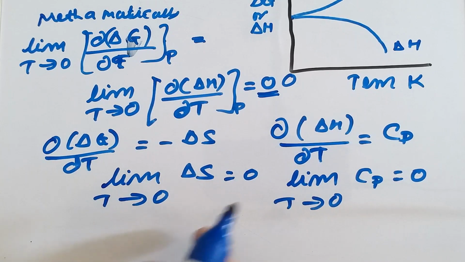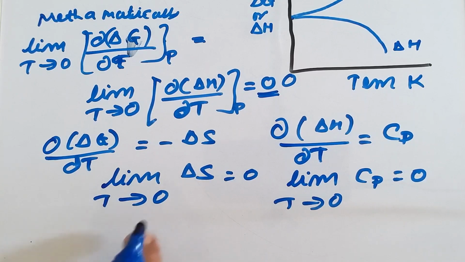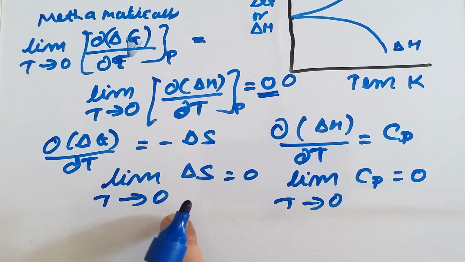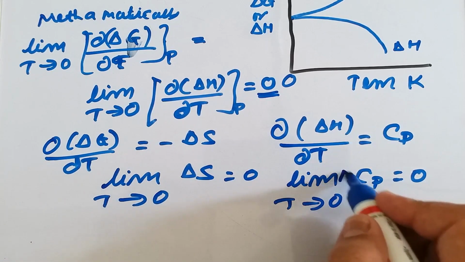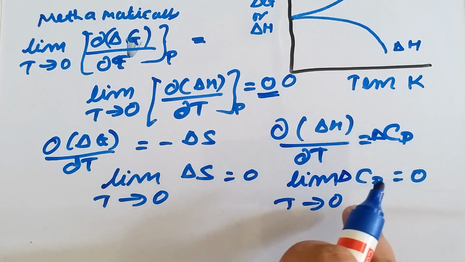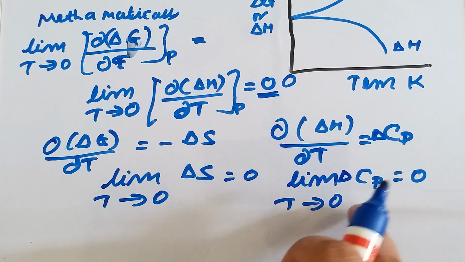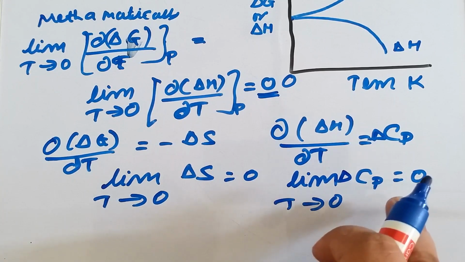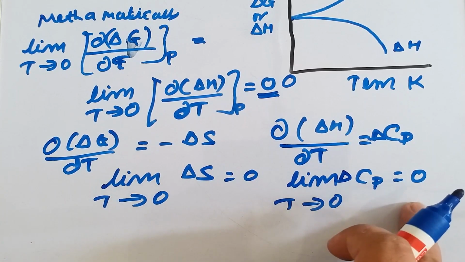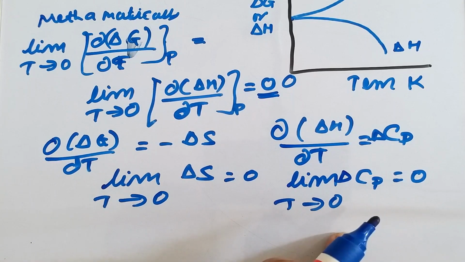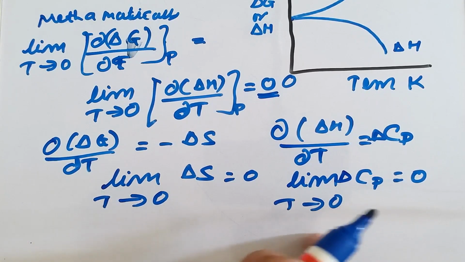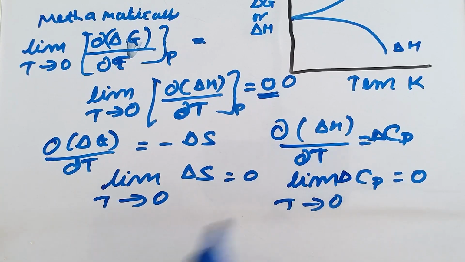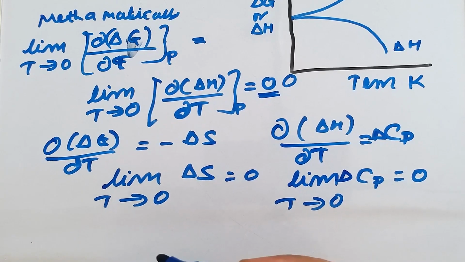Both these equations signify that the entropy change of a reaction tends to approach 0 at absolute 0, and similarly the difference in the heat capacities, delta Cp, of the products and the reactants also approaches 0 as the temperature of the system is lowered. So these are the two consequences of the Nernst heat theorem, and this theorem holds good only in the case of pure solids. It cannot be applied in the case of solutions, or in general gases.